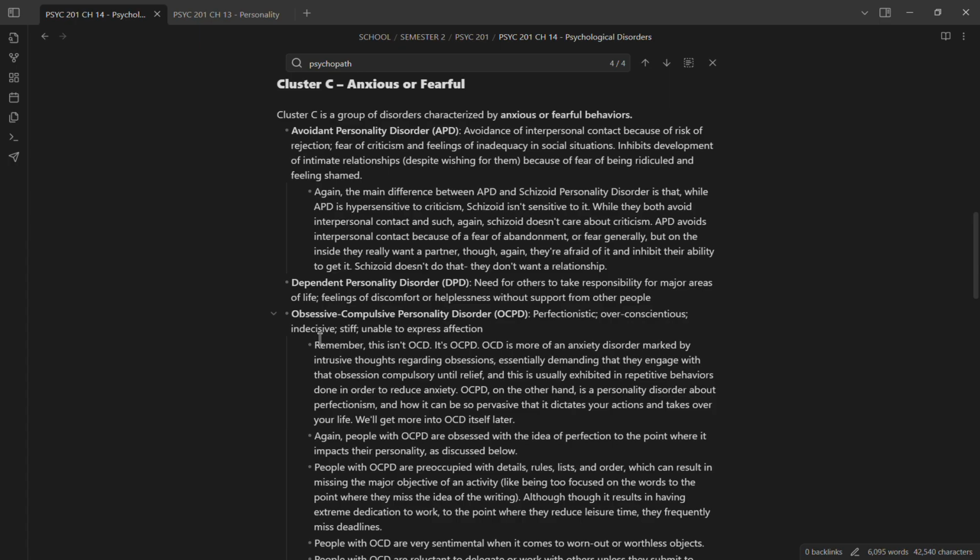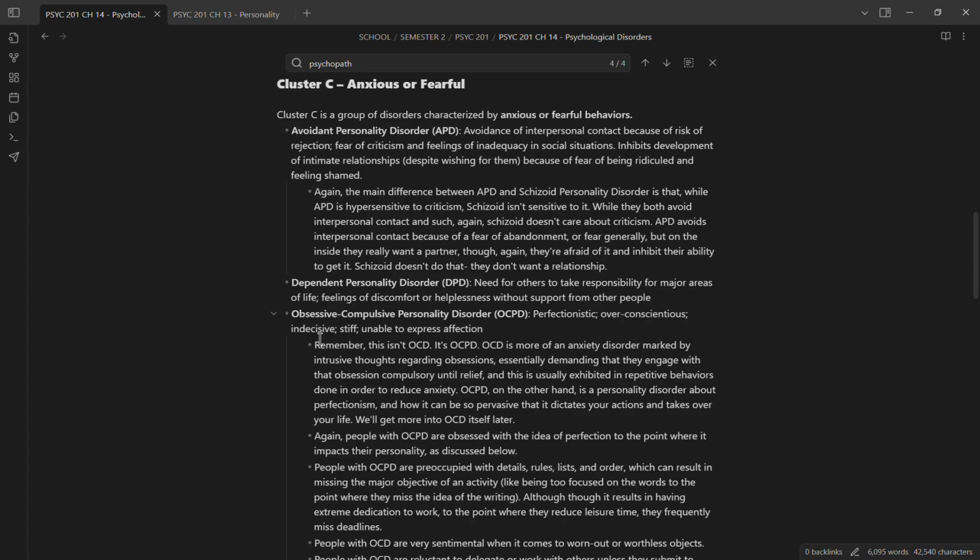Again, the main difference between this and schizoid is that schizoid does not care about criticism. APD does. Schizoid doesn't really care about having a partner, but APD does. They're just really scared of rejection. That's APD for you. Dependent personality disorder.